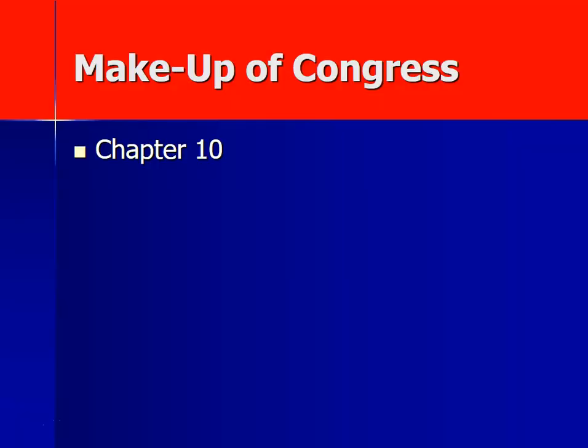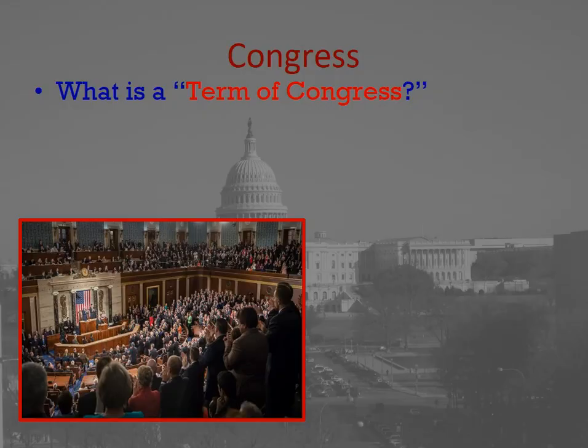So first of all, let's look at the makeup of Congress. These things are on your books, so we're going to go kind of quickly. First of all, a term of Congress. Congress meets for what are known as terms, and every term lasts 2 years.